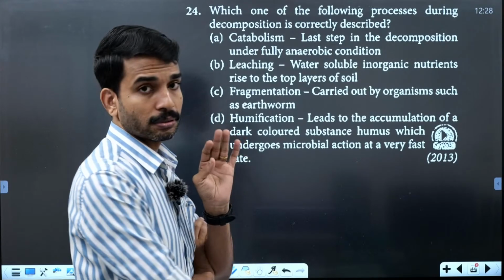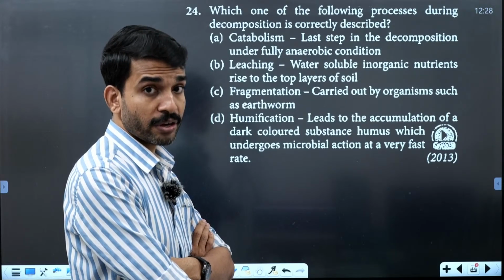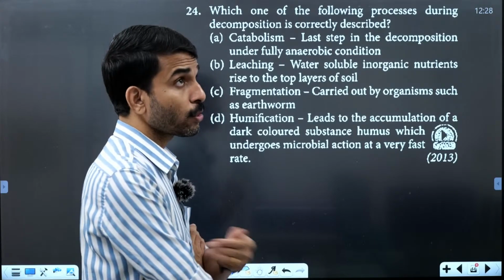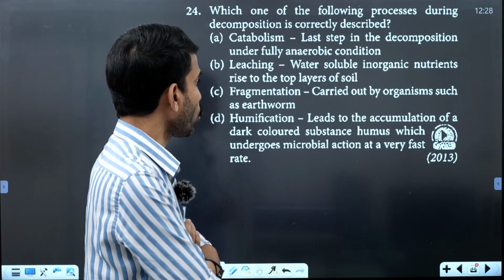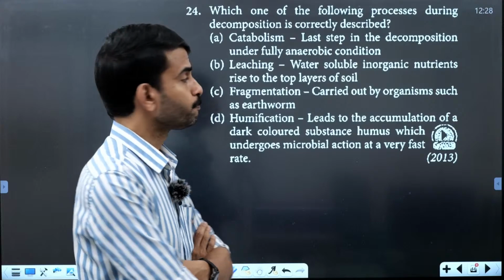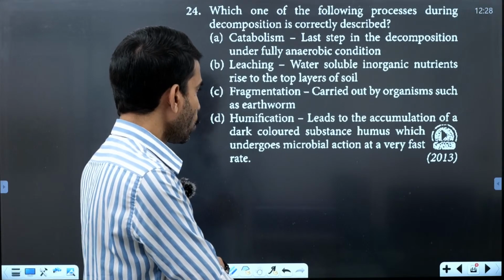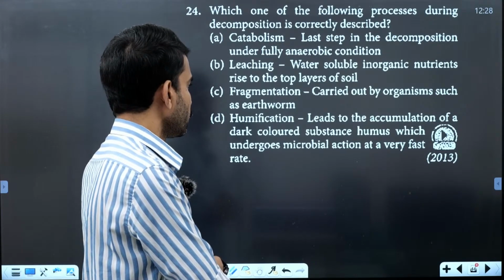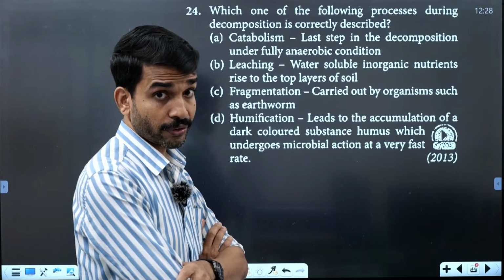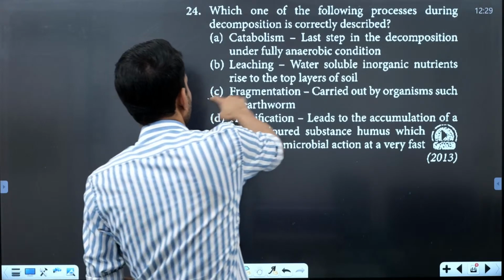Catabolism, last step in the decomposition process, it is telling, and it is an anaerobic event also, they add. Then leaching, water soluble inorganic nutrients may rise to the top layers of soil. Fragmentation carried out by organisms such as earthworm. Then humification leads to the accumulation of a dark colored substance called humus, which undergoes microbial action at a very fast rate. So I will go with C. Vismaya, you are right, of course.